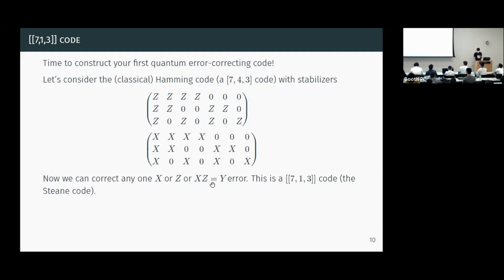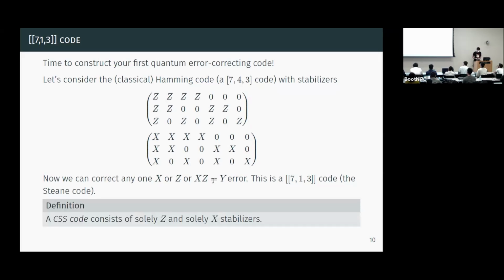Well, no, we can correct 1 quantum error, and we can detect 2. Say X or Z or XZ errors. Right. I haven't proved that to you, so let's dive into that.